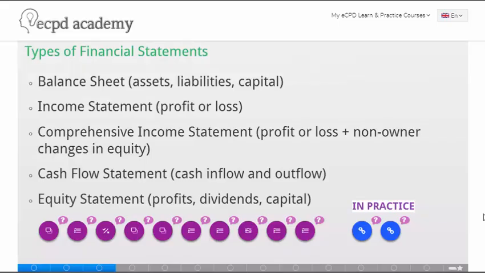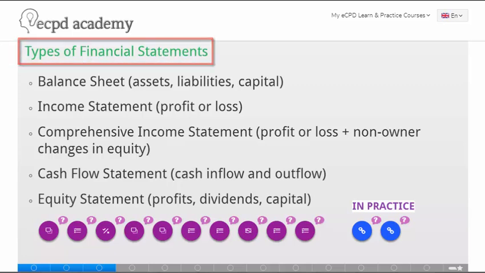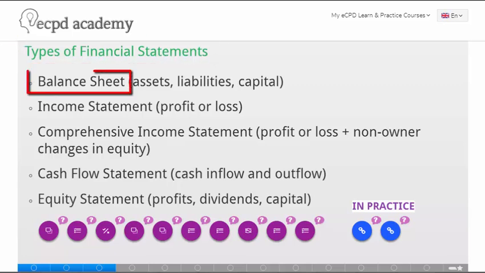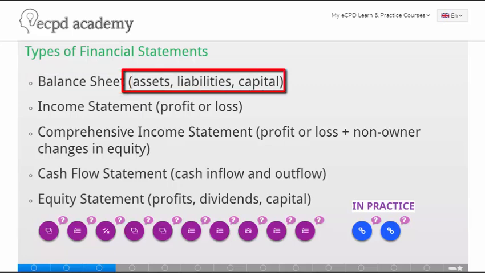This lesson is the third of 13 slides of Part 3 of Introduction to Financial Statement Analysis. Here, you will learn the different types of financial statements. The first is the balance sheet, which reports assets, liabilities, and capital. Liabilities are debts or obligations, while capital is equity.